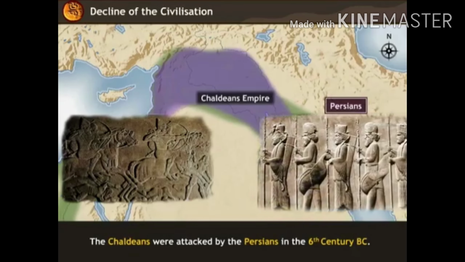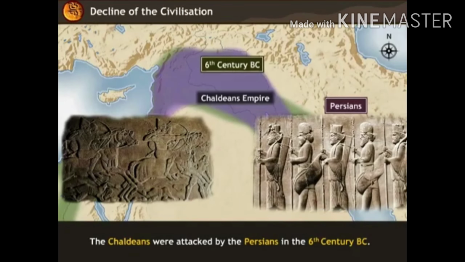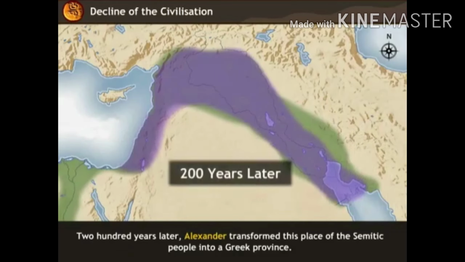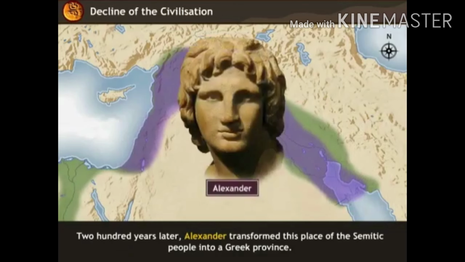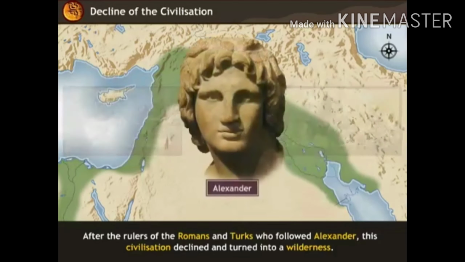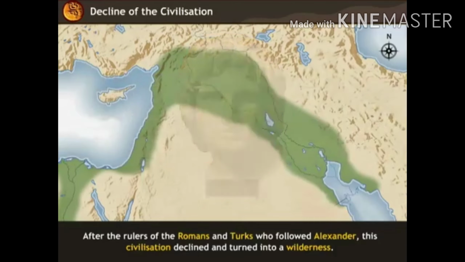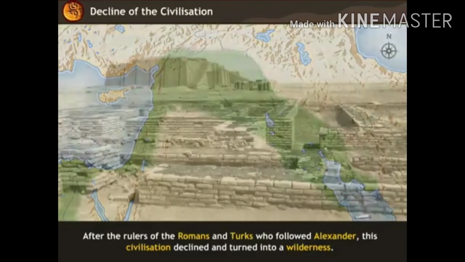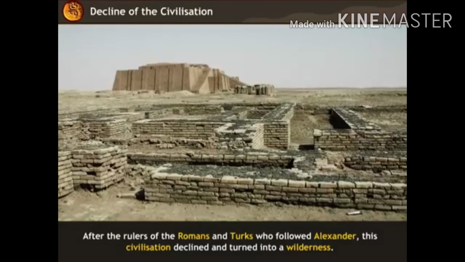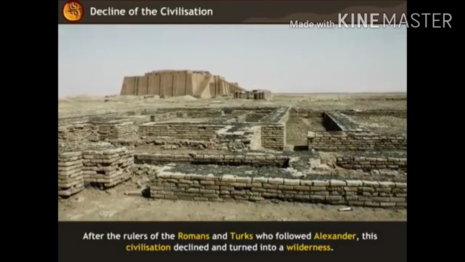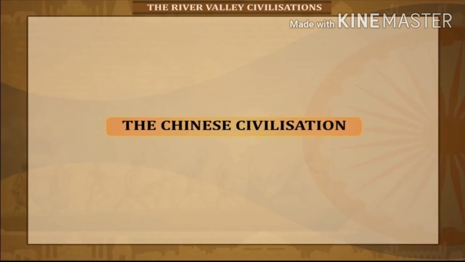The Chaldeans were attacked by the Persians in the 6th century BC. After 200 years, Alexander transformed these places of Semitic people into Greek provinces. After the Roman rulers and the Turks who followed Alexander, this civilization declined and turned into wilderness. Now let's go ahead and learn about Chinese civilization.